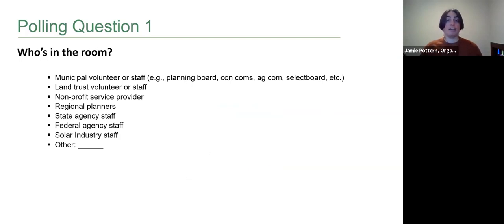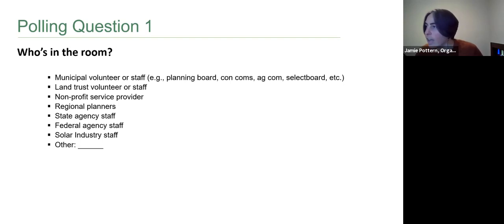I want to really extend a formal welcome to the third webinar of the Farms for the Future project, Solar Siting and Farmland: Siting Options and Considerations. My name is Jamie Pottern. I'm the New England Program Manager here at AFT, and my colleague Emily Cole and I will be your MCs for the next 90 minutes, which is exciting.